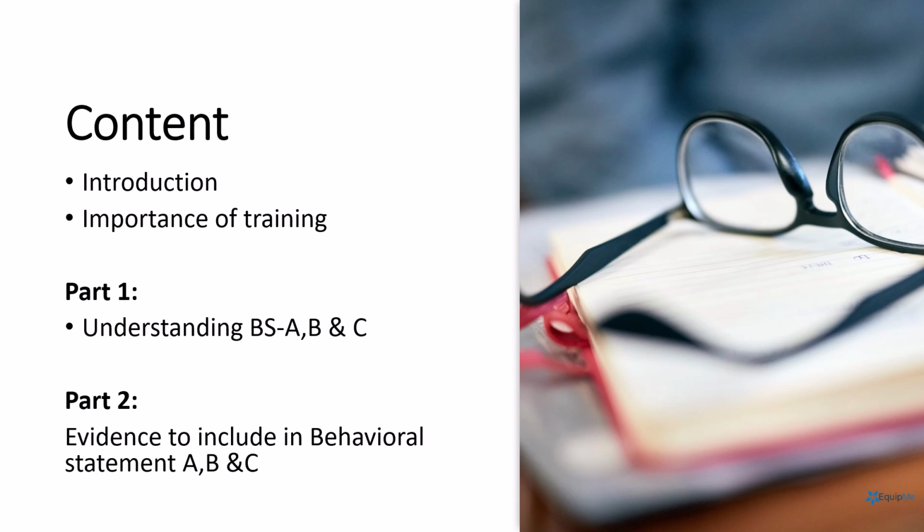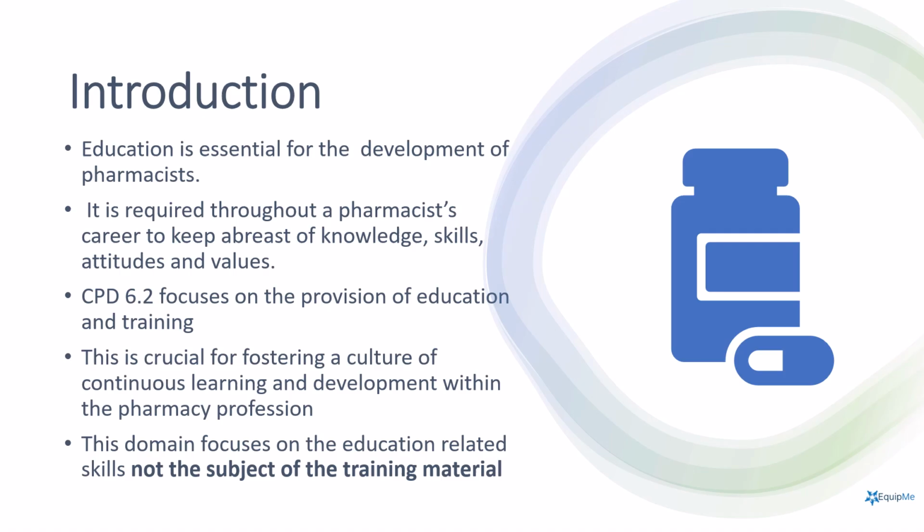There are 3 behavioral statements in Domain 6.2, so you need to understand behavioral statement A, B, and C, and you need to provide evidence for all of them since it's less than 4, so that 75% won't work. So part B, I'll just be providing examples of evidence you can include in behavioral statements A, B, and C.